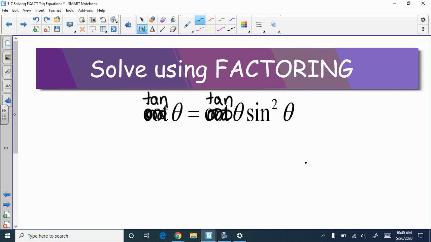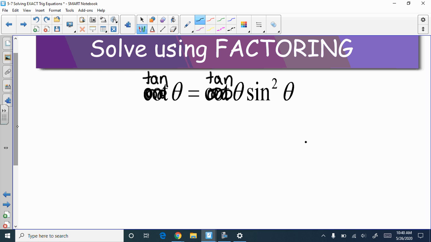So sometimes you're going to want to solve trig equations using some factoring techniques, okay? And when we do factoring techniques, we always want to have things equal to 0, right? So we're going to have 0 equals tangent theta sine squared theta minus tangent theta.